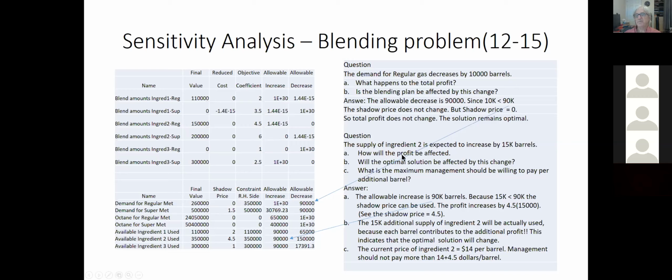What will the profit be? How will the profit be affected? Well, take a look. This one is increasing by 15K. 15K falls inside the allowable increase. The 450 as the shadow price remains 450. The increase in the profit therefore will be 450 times 15,000. And that's how you will find what will be the new profit.